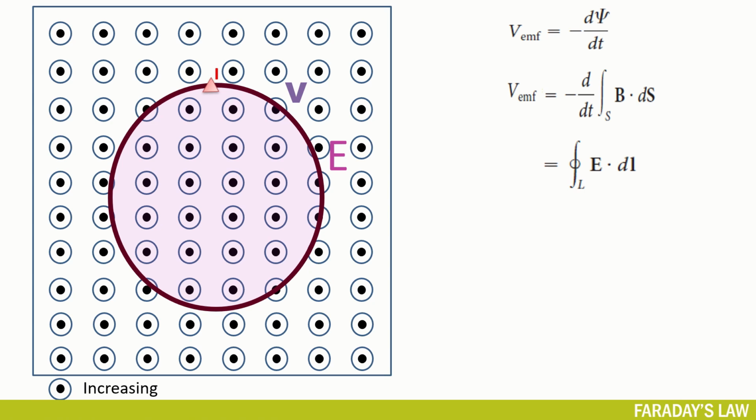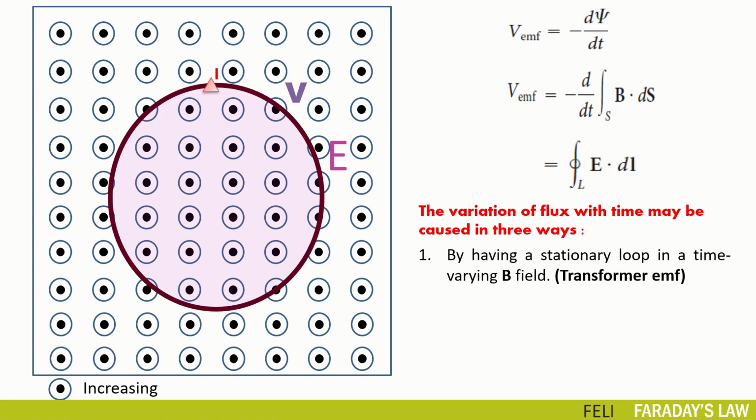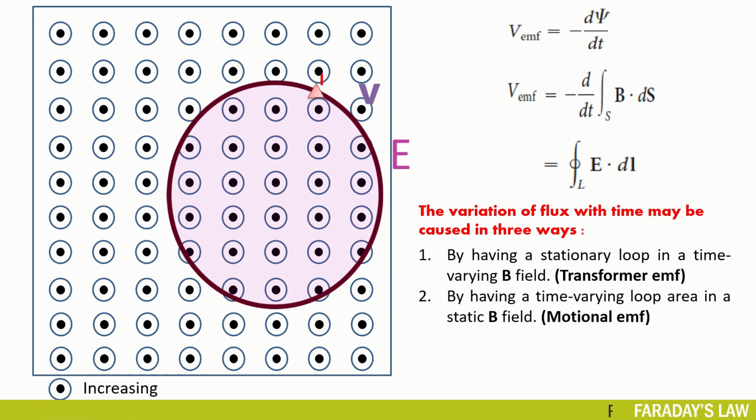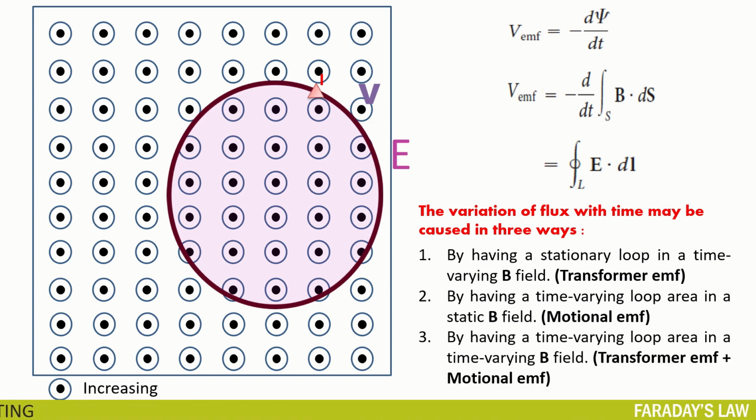The variation of flux with time may be caused in three ways. The first one is by having a stationary loop in a time-varying magnetic field, which I have shown in this example where the magnetic field keeps increasing. When we move the surface area, the flux passing through the surface is also changing. Hence, the second one is by having a time-varying loop area in a static magnetic field. The last one is the combination of the two methods above, which is by having a time-varying loop area in a time-varying magnetic field.